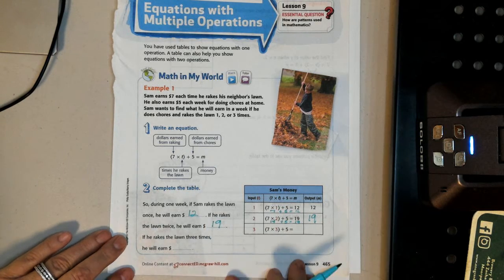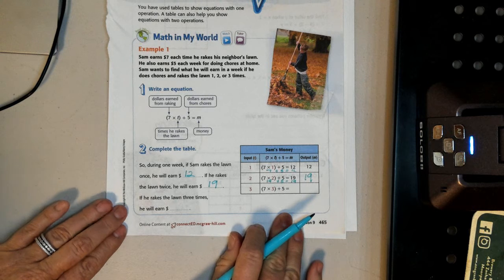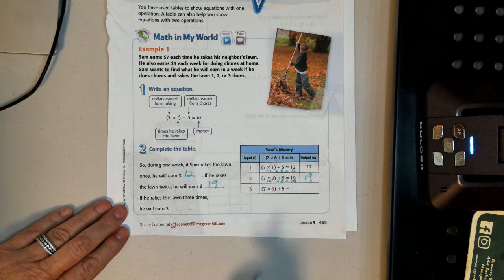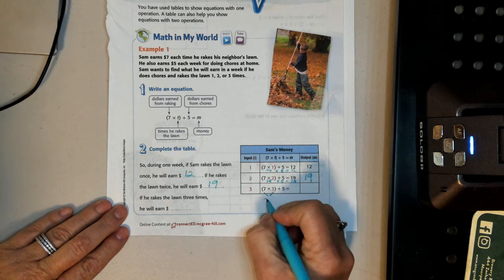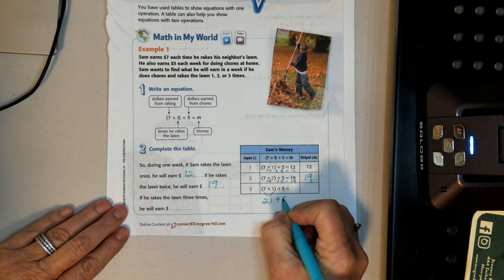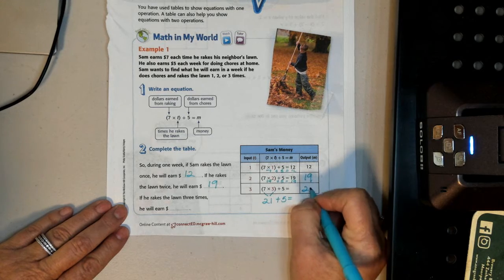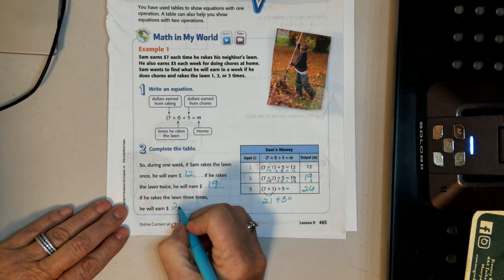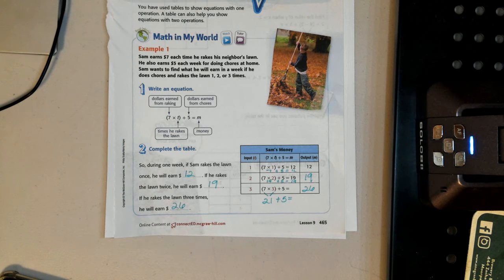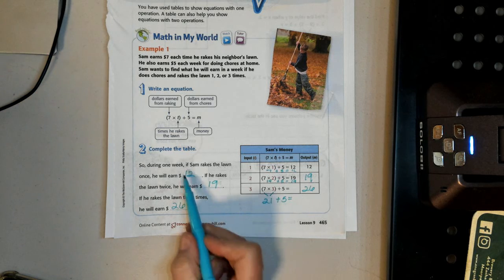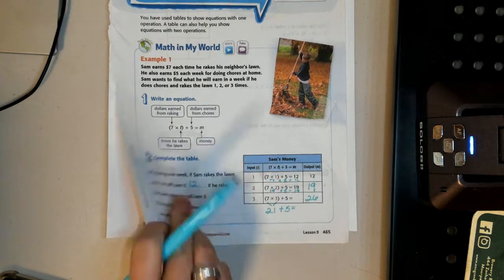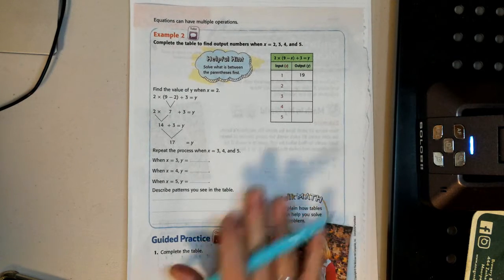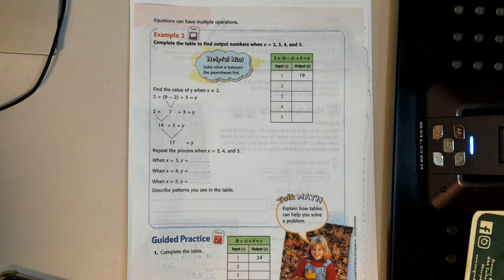Now we're going to find out how much money he's going to earn if he rakes the lawn 3 times. Once again, we're just putting it in here. 7 times 3 is 21, plus 5 equals 26. So he will earn $26 if he rakes the lawn 3 times. We're just simply plugging the numbers into the equation and figuring it out. You guys are doing algebra. That's awesome.